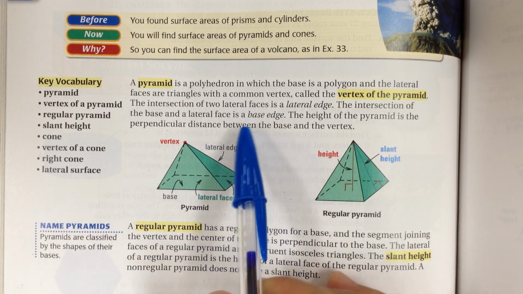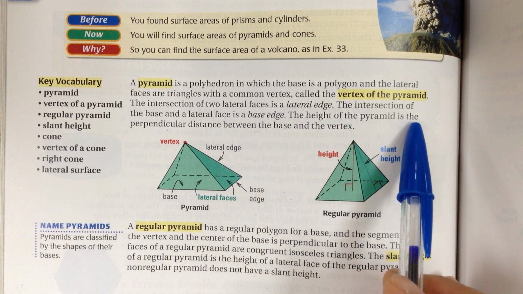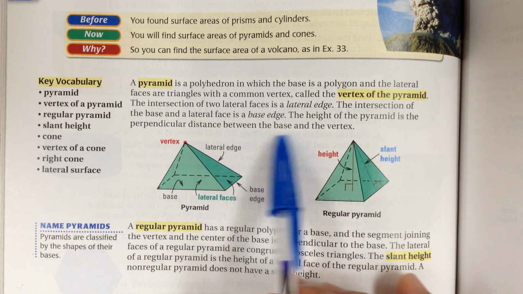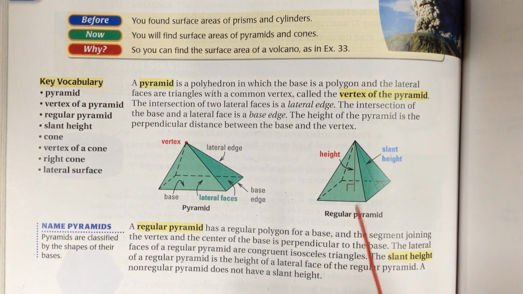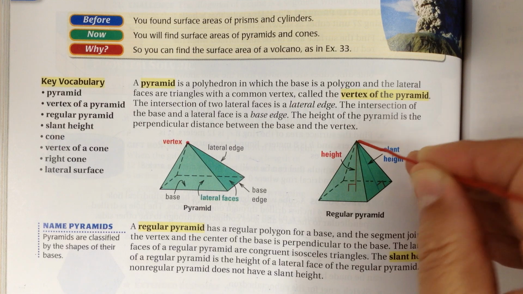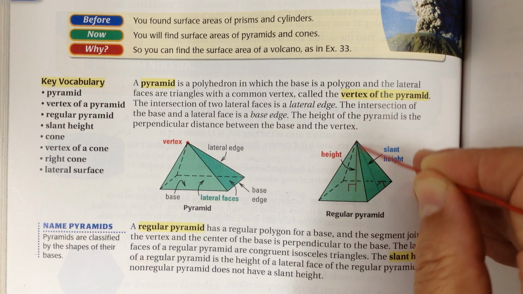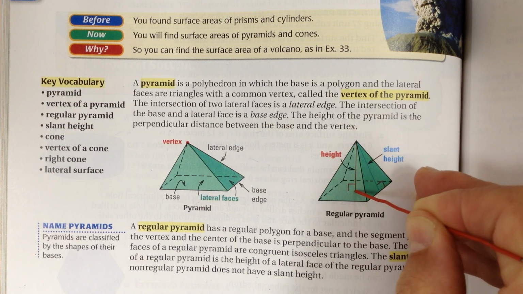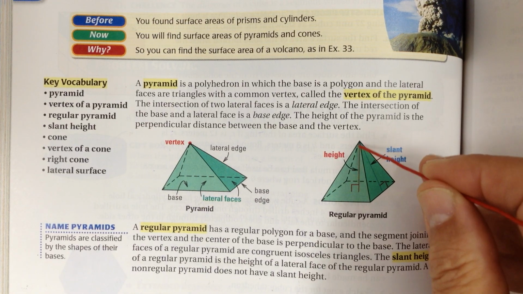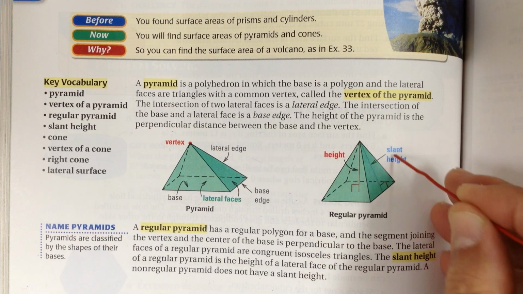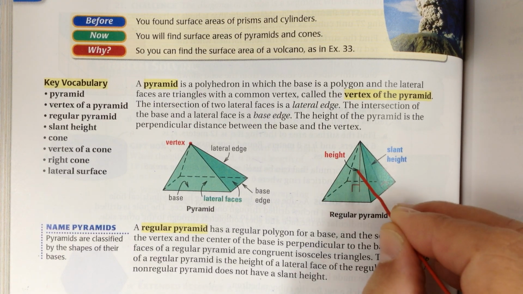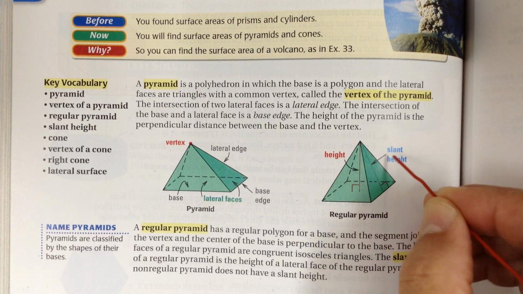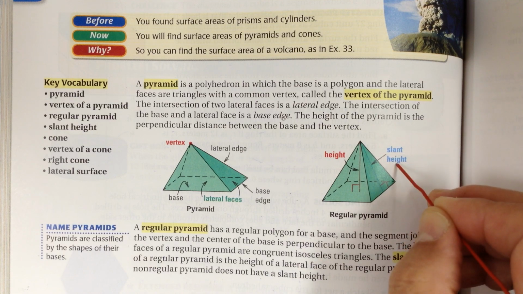a lateral edge. The height of the pyramid is the perpendicular distance between the base and the vertex. So the height is from the vertex and it goes perpendicular, so it goes straight down. Whereas this height over here, the height of the face, is called the slant height. Usually they use H for the height and L for the slant height.